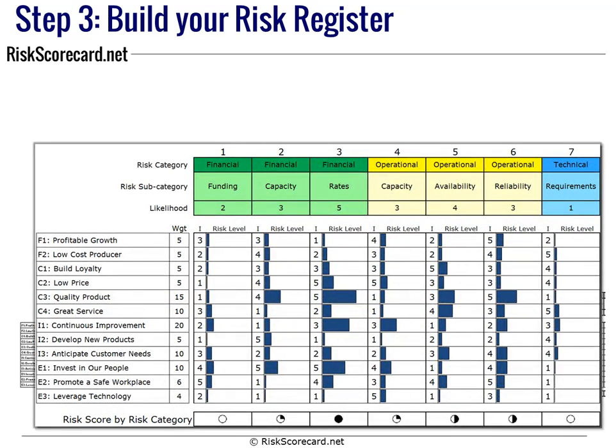So in this case, we've taken a look at risks like funding, capacity, rates, and so forth. And then within each one of those, we're going to take a look at, A, the likelihood of that risk occurring. So in this case, a reliability risk in the operational category. And they've given a ranking of 3 out of 5. And then we're going to take a look at the impact on that risk if it were to occur on each of the objectives. So in this case, profitable growth, low-cost producer, build loyalty. And again, it's a scale of 1 to 5.